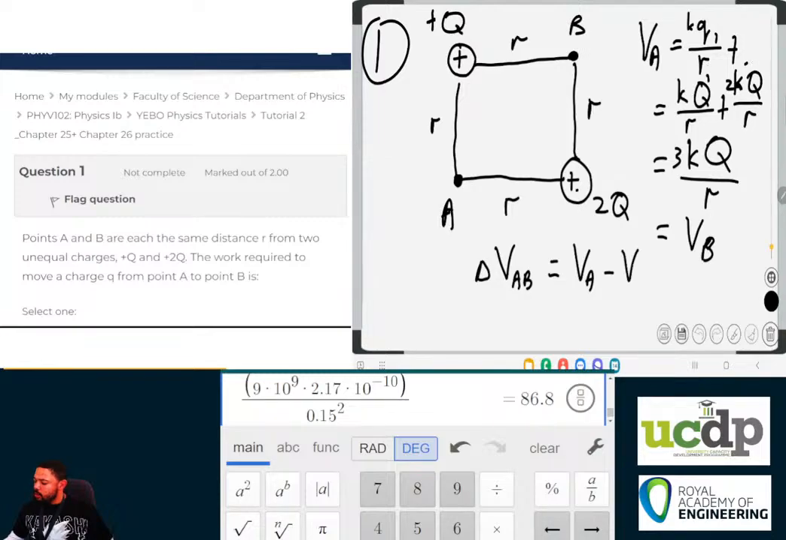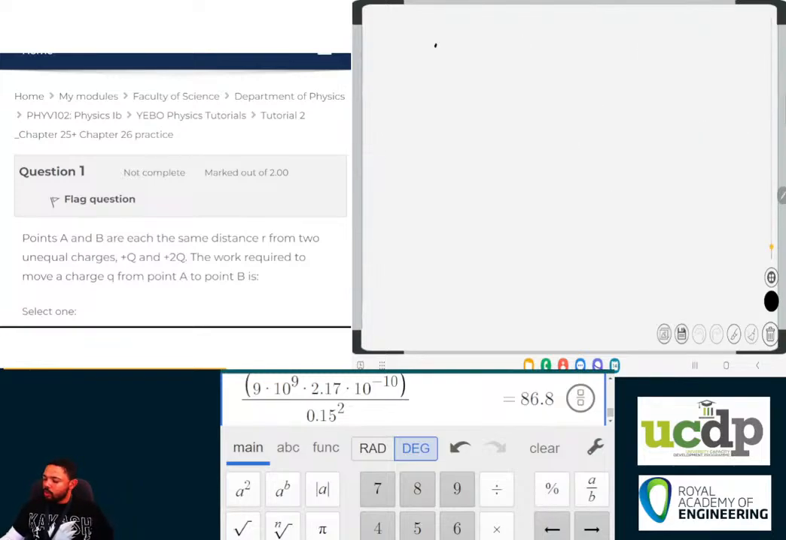VA minus VB is equal to 0. So the change in potential from A to B is 0.